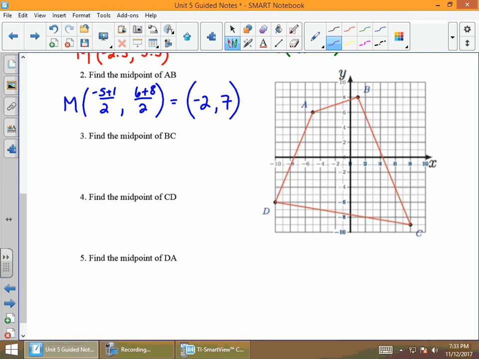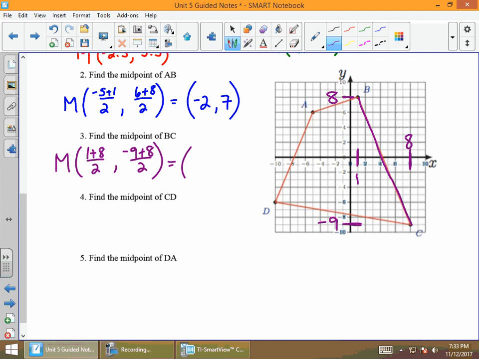And the midpoint of BC. So there's BC. Let's start with my x's. This x value is at 1. This x value is at 8. So my midpoint is 1 plus 8 divided by 2. My y values: this one is negative 9, and this one is positive 8. Negative 9 plus 8 divided by 2.